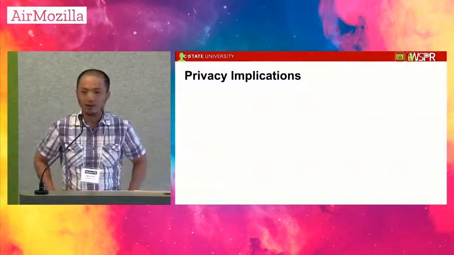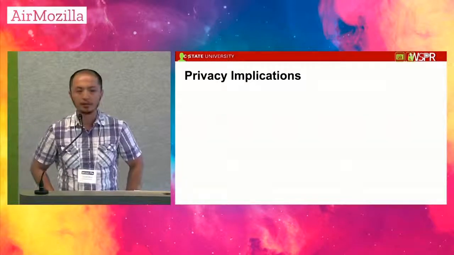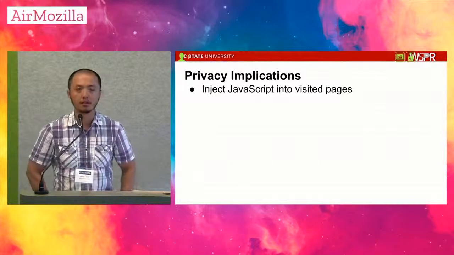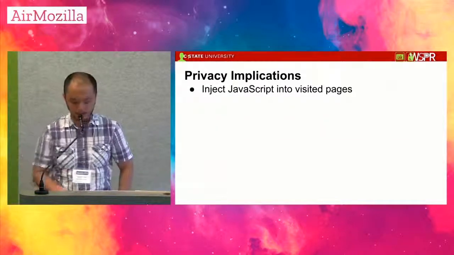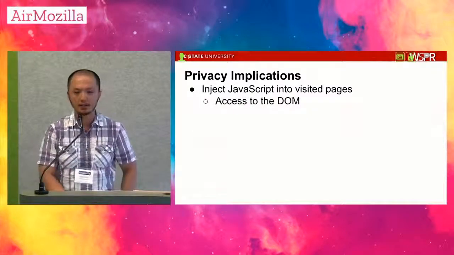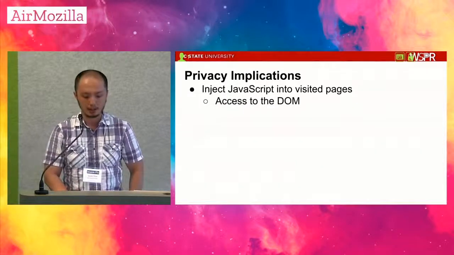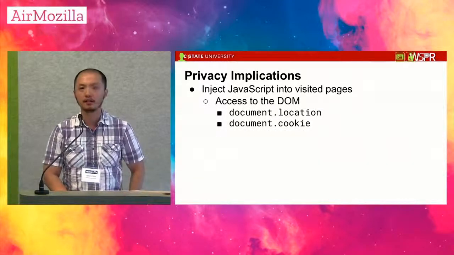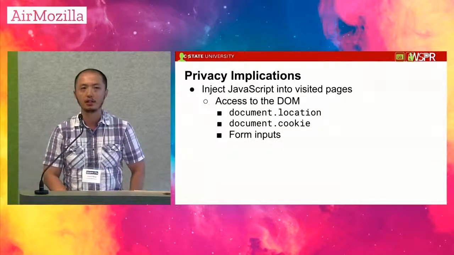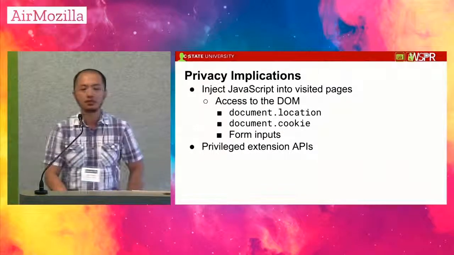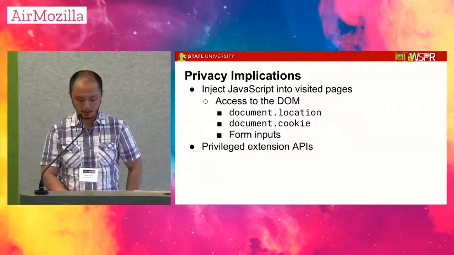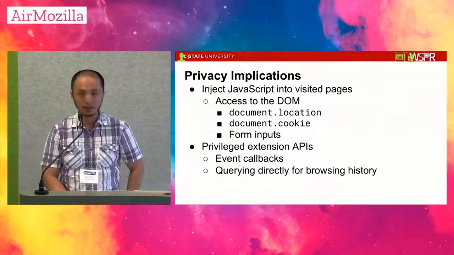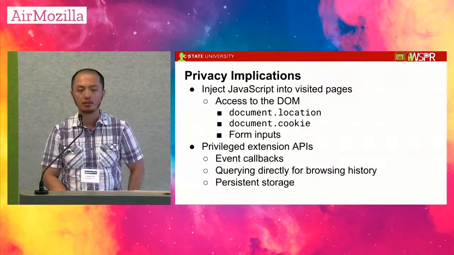So if we summarize, the privacy implications of browser extensions come from the fact that, first of all, they can inject arbitrary JavaScript code to be executed in the context of the visited pages. So the injected code can access the DOM of the page, and this allows the extensions to read the user's browsing history, steal their cookies, read their form inputs such as passwords. And on top of this, browser extensions also have access to privileged APIs. So these, again, allow them to read the browsing history of the users, and they also allow them to persist information to storage to be read back later.